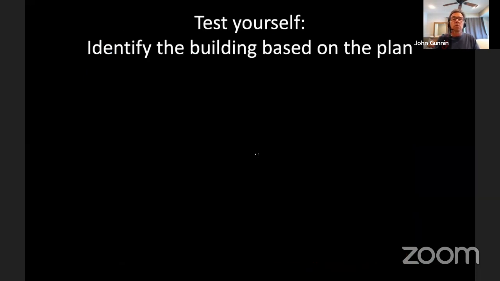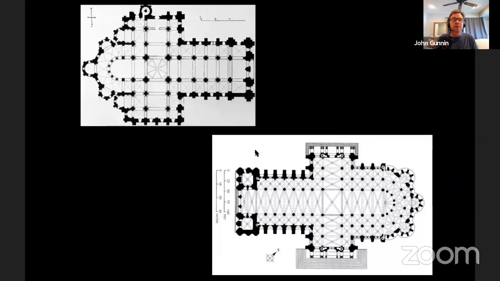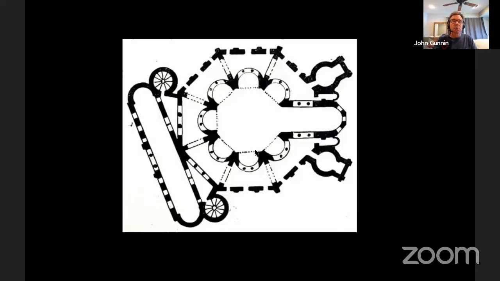Okay, so you're going to test yourself with some plans. I already talked about these. That's the Romanesque church on the left and the Gothic church down on the right. So let's go to some of the other plans. Hopefully you can say, well, that's like an octagonal building. What octagonal buildings do we have? I could think of two, but since we're talking about churches, this would be San Vitale. Okay, not Dome of the Rock.